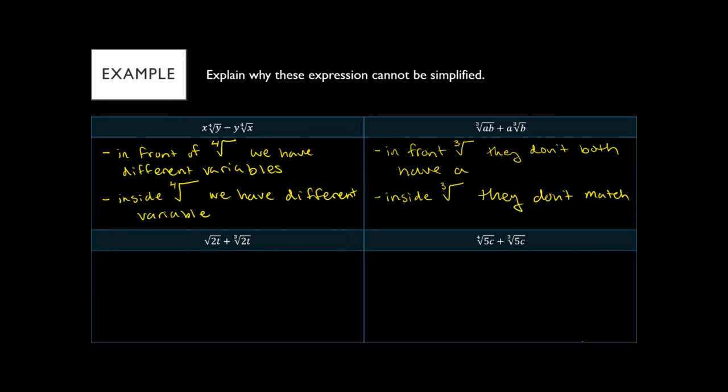Bottom left here, we've got the square root of 2t plus the cubed root of 2t. So these both have 2t inside, but the problem in this case is that the indexes don't match. And the index doesn't match because one's a square root, the other one's a cubed root.